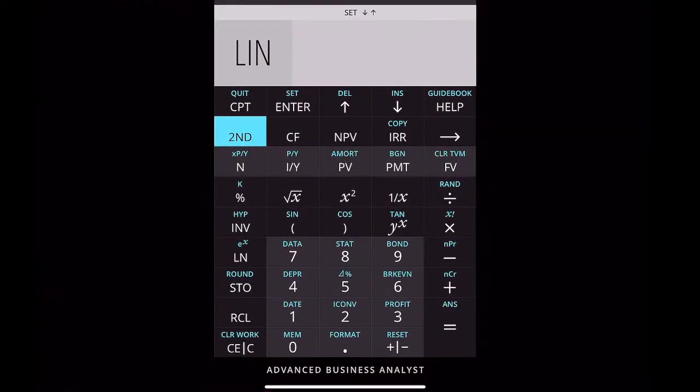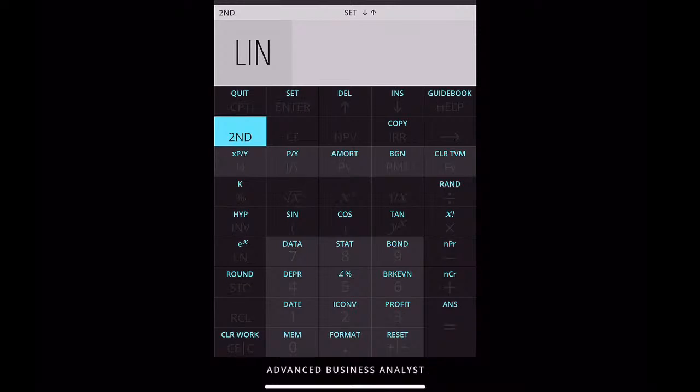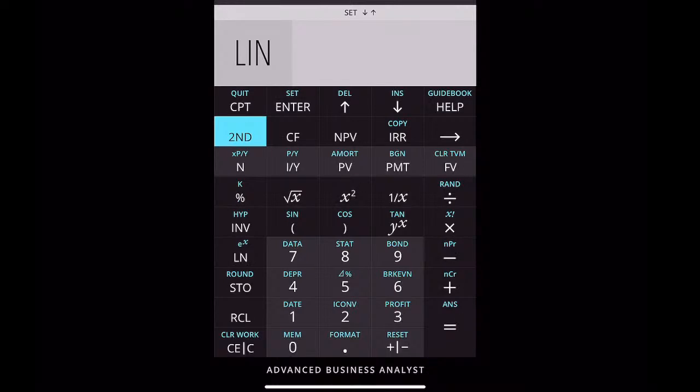So we hit second stat, and we get this. What does LIN stand for?